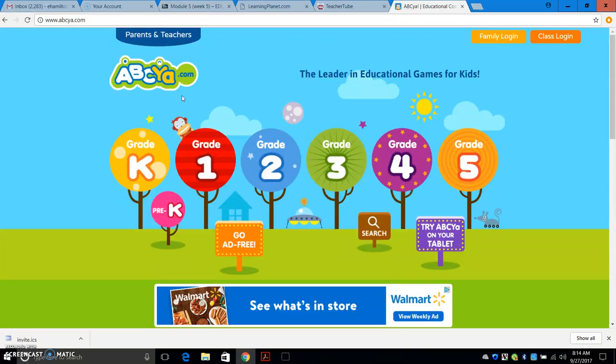What's good about this is that you don't really have to have a login to start it, and you can just do it all at your own pace. So it has pre-K, K, 1st grade, 2nd grade, 3rd grade, 4th grade, and 5th grade. So let's see what they have for 5th graders, seeing how I'm a 6th grade teacher.